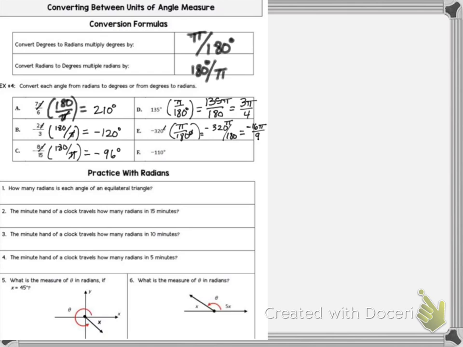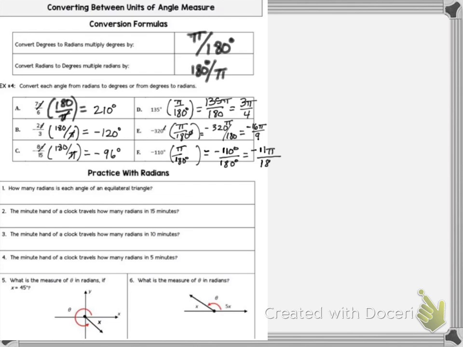All right, and then for negative 110, I'm going to multiply that by pi over 180 degrees, and I get negative 110 over 180. And that's going to give me negative 11 pi over 18. All right, so we have some more problems at the bottom.